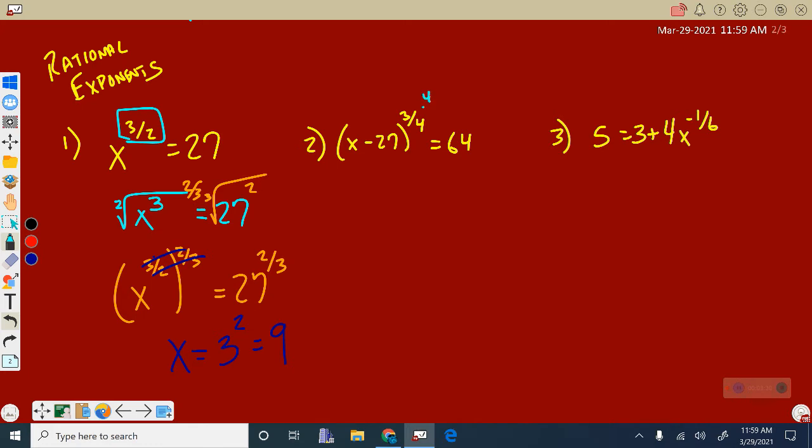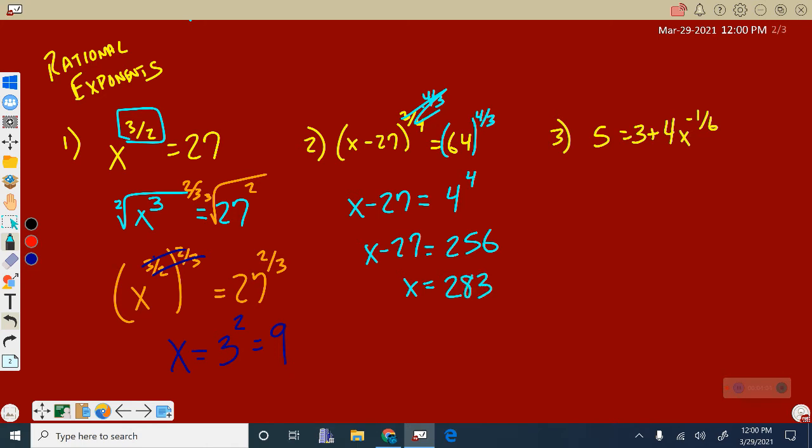I'm going to raise this to the 4 over 3 power. That way my exponents cancel, and I'll be left with x minus 27 equals some number. So again, let's do the root first. The cubed root of 64 is 4, so we'll have 4 to the 4th power. 4 to the 4th power is a big number. 16 times 16 is 256, so we have x minus 27 equals 256, so add 27 to that, and we get 283 for your answer.